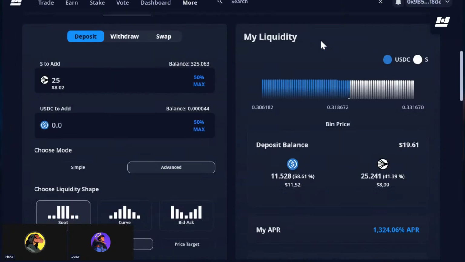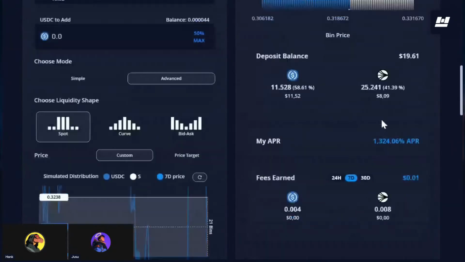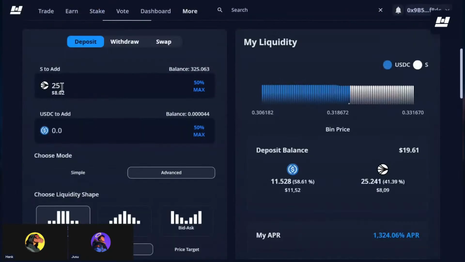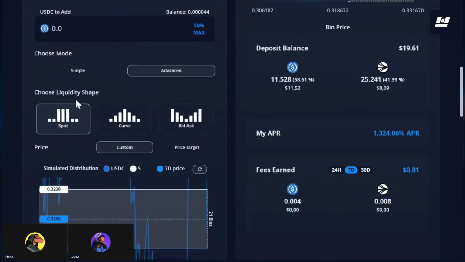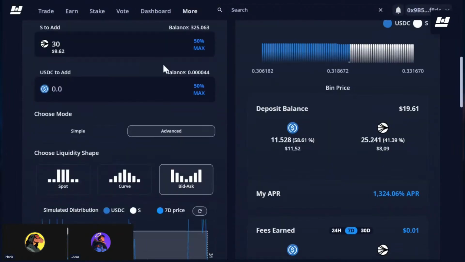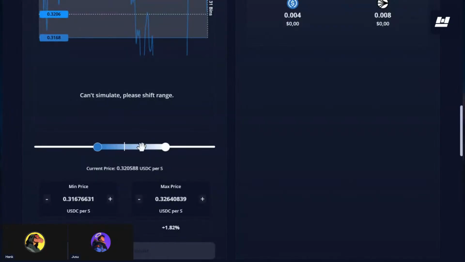How much is in this position? Oh, it's just some dollars, so I'm not going to put too much. I'm going to put 25, something like this. Maybe 30 Sonic. And then I'm going to use bid ask, and I do it one-sided here.